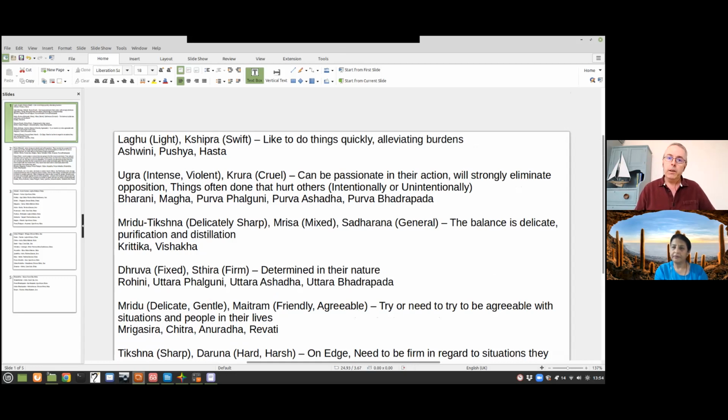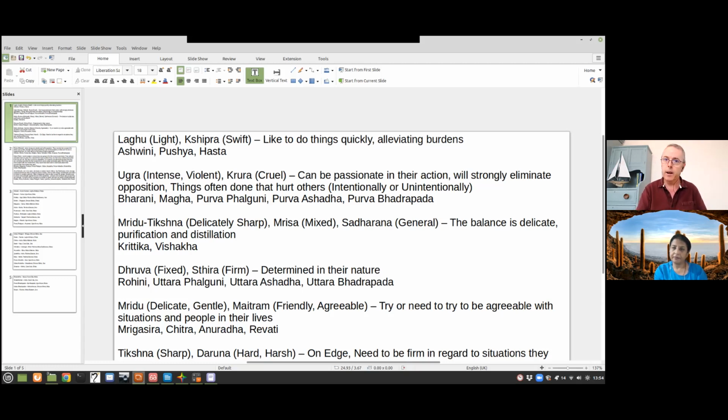Krura means cruel. Interestingly enough, just touching on this briefly, quite often when people are learning the planets, they want to call the planets benefics and malefics, but the real word for the malefic planets is cruel. They're called Krura. And the Krura planets, they're not necessarily bad. They just handle things in a harsh manner. So Krura means cruel, or harsh is another way to understand it. Ugra means intense or passionate.